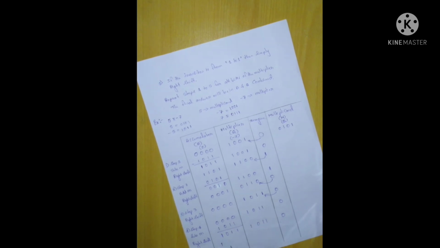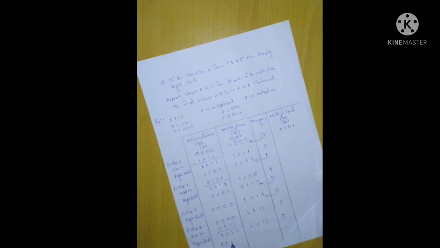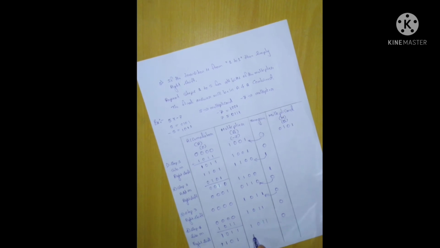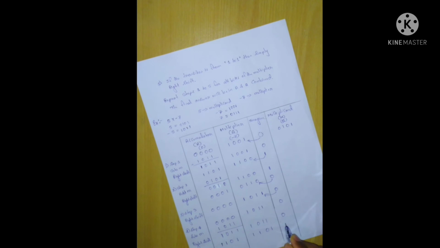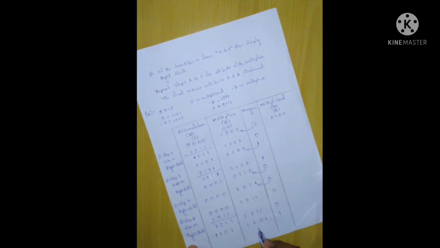The LSD is 1, therefore we start with the LSD 1: 1101 1101 1. By combining these two, the accumulator as well as the multiplier, we get minus 35.